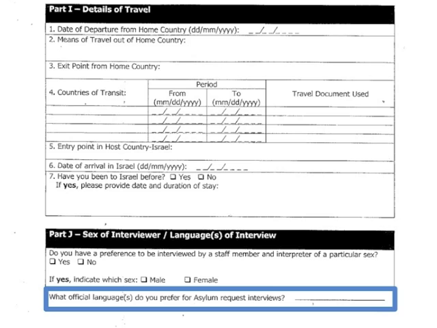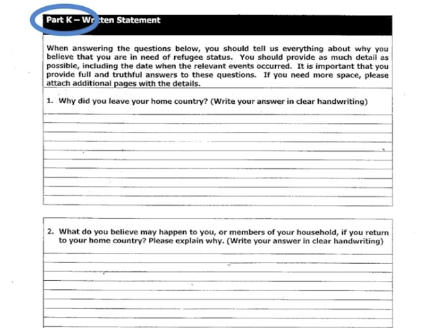Switching to page 6. We are now on page 6. Part K is a written statement where you will explain why you are requesting protection from the State of Israel. This is the most important part of the application. It is important here that you explain your personal story as precisely as possible.